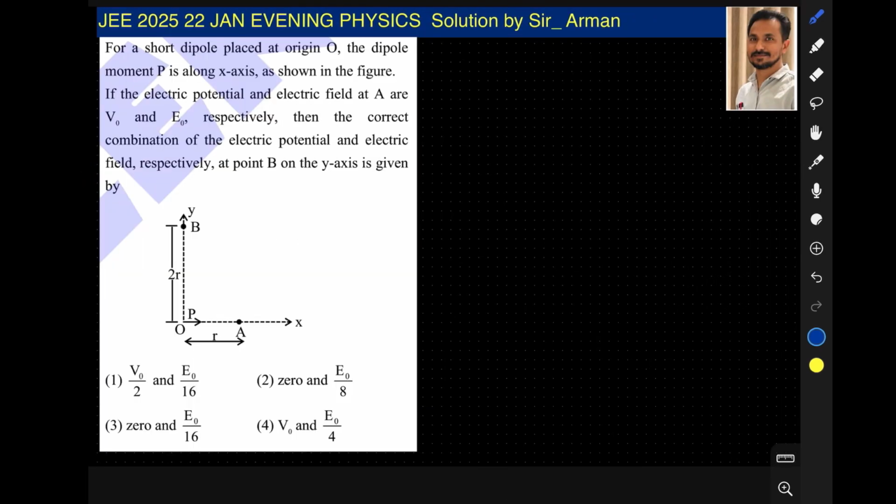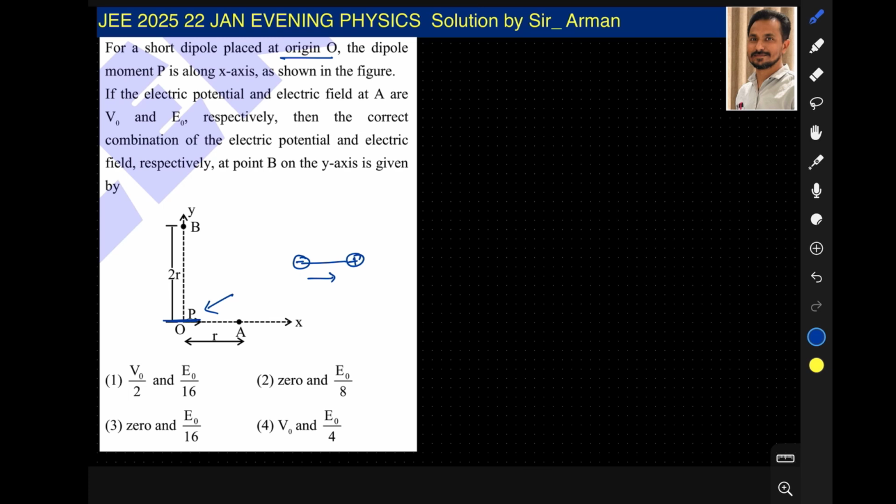For a short dipole placed at origin O, the dipole moment P is along x-axis as shown in figure. So let us assume here we have a very short dipole. At this point we have a very short dipole like this. Okay, and if this is negative, if this is positive, then the dipole moment will be in the direction negative to positive.